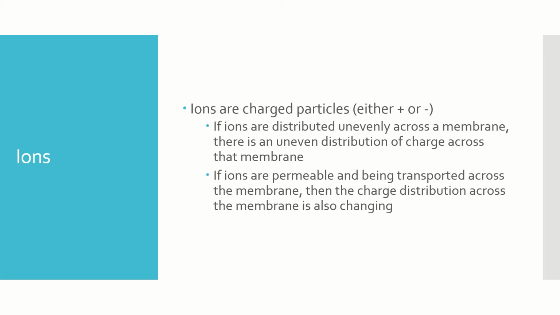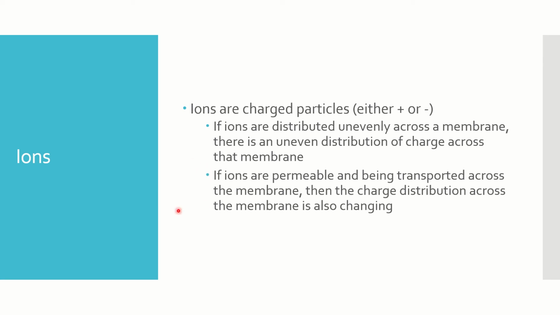If ions are distributed unevenly across a membrane, say there are 15 positively charged sodiums on the inside of the cell and 30 on the outside of the cell, that means on the outside of the cell you're going to have 30 positive charges, and on the inside it's only 15. So that's an uneven distribution of charge as well as of ions. That's going to net a negative 15 difference, between 30 and 15.